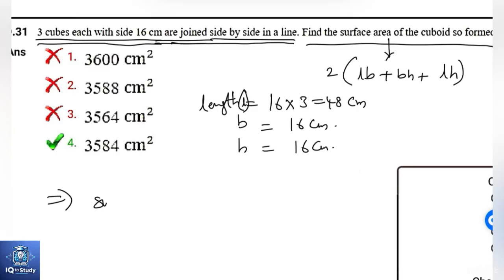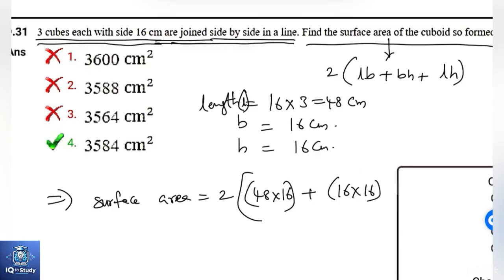So surface area of the cuboid becomes 2 into 48 into 16 plus 16 into 16 plus 48 into 16, which is equal to 3584 square centimeters.